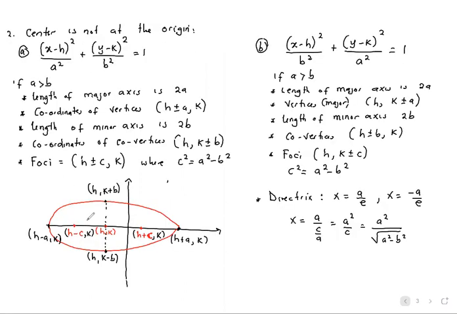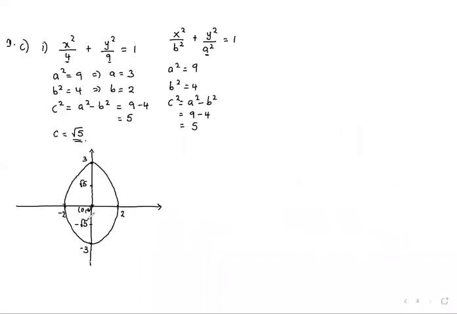So if the question says, what's the directrix for this? The directrix here is X equal to A over E, which is the same as X equal to A squared over C. Now A squared is 9 over C, which is root 5. So root 5 is smaller than 3, so you get 3 point something.